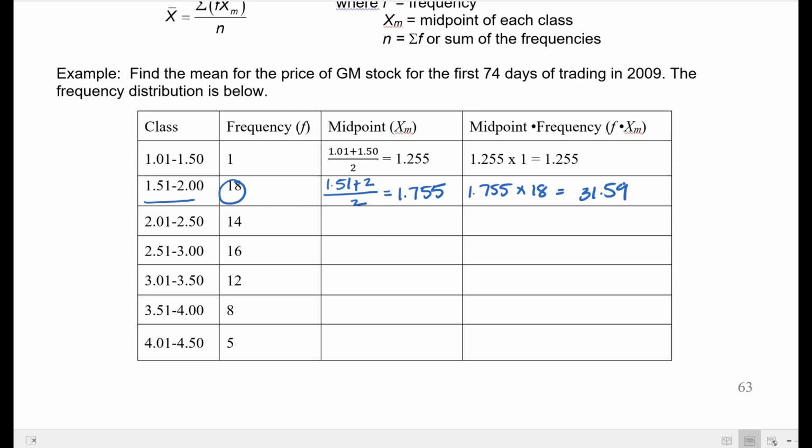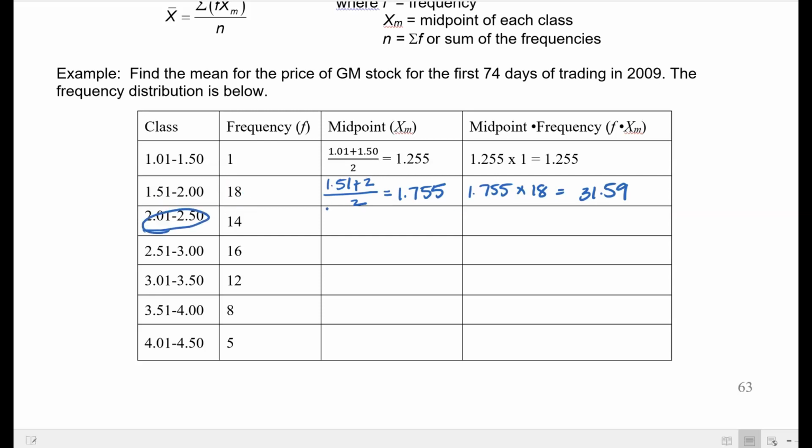And really what we're doing is we're just taking the mean. Above, you saw me add up all those numbers. When you multiply something by 18, it's like you're adding 1.755 to itself 18 times. So the multiplication is just a shortcut, so we don't have to add up all these numbers since it's a long list. All right, so let's do the next class.